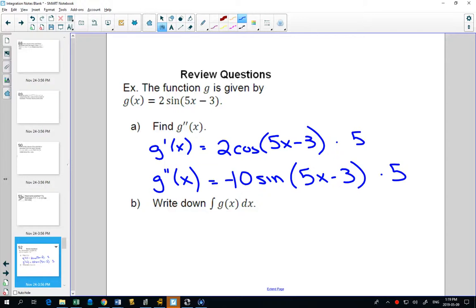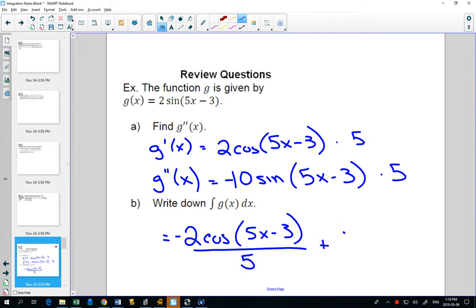Then write down the integral, working backwards. The integral would be, well, we would have a negative cos, 5x minus 3, and because there would be a chain rule where you multiply, and then don't forget the plus c.